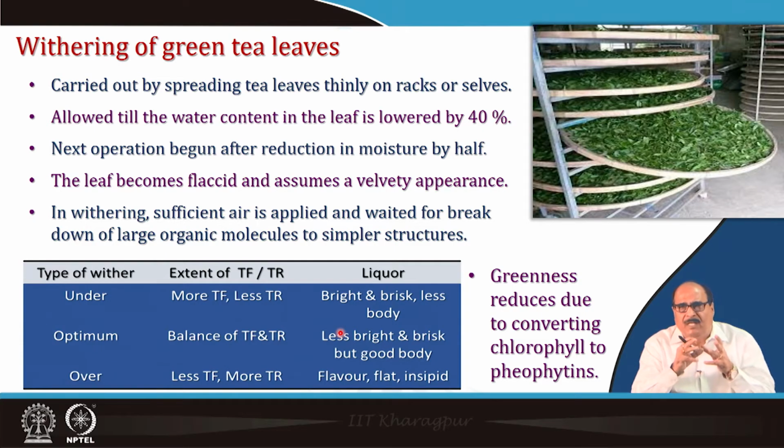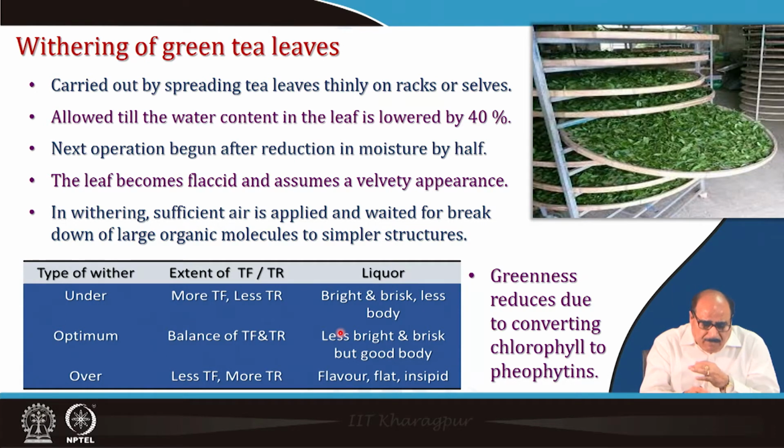So, around 18 to 20 hours or overnight withering is given, and it is very important that the withering should be optimum. If there is optimum withering, it will give a balance of theaflavin and thearubicin, and the liquor produced from that will be bright and brisk, and it will have a good body. Over withered leaves will have less theaflavin, but more thearubicin. Under withered leaves will have more theaflavin, less thearubicin, and accordingly the liquor characteristics will also change.